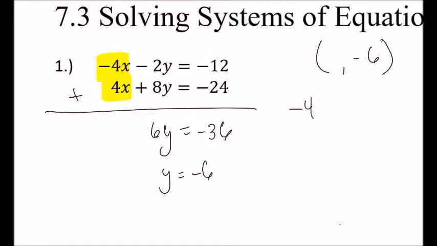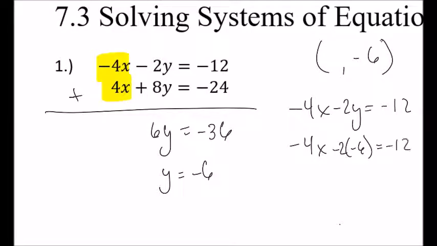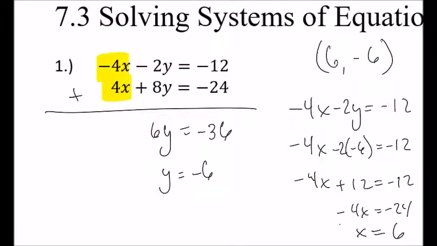If we have negative 4x minus 2y is equal to negative 12, negative 4x minus 2 times y. Well, y is a negative 6, equals negative 12. Negative 4x minus, well, we get minus 2 times minus 6. That is positive 12, equals negative 12. You're going to subtract 12 from both sides. Negative 4x is equal to, if you have negative 12, you subtract 12 more, you're at negative 24. x is equal to 6.